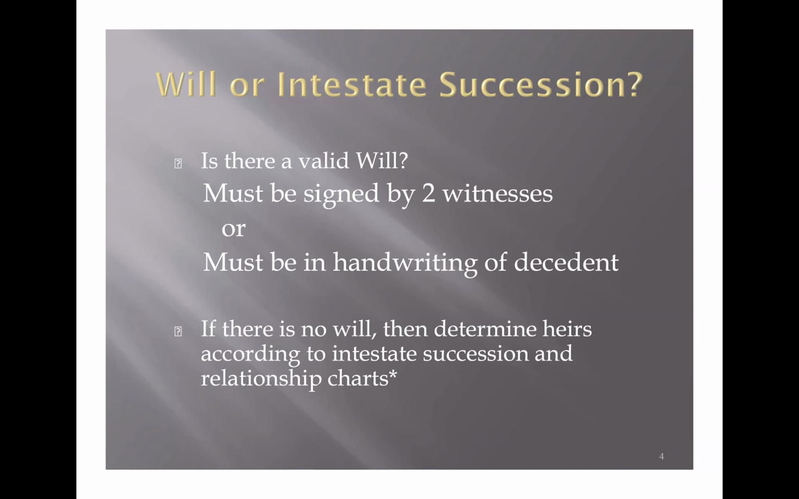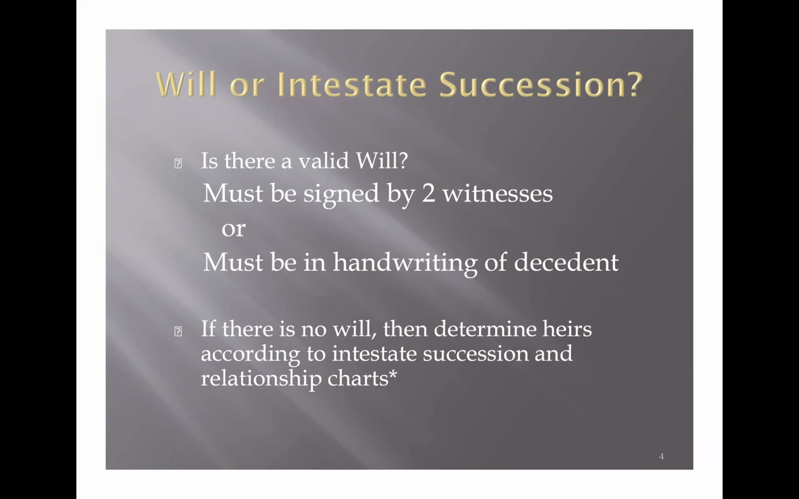And if you do not have a will, or your will doesn't qualify as valid, then the heirs are determined by statute. These are called the statutes of intestate succession, and all that means is succession that takes place when there is no will. You can also download some relationship charts that will show you how to determine the heirs if you are having an estate that's distributed according to intestate succession.